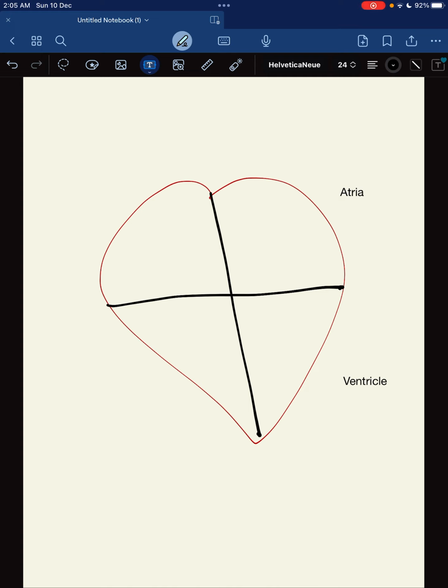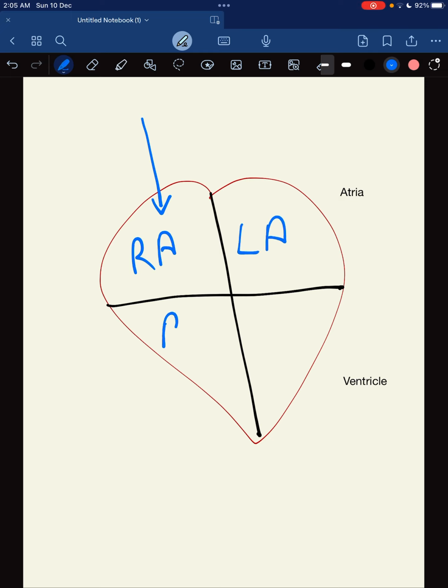The blood always enters the atria. So let us use this blue color. The blood always enters the atria. So this is the right atrium, left atrium, right ventricle and left ventricle. The blood always enters the right atrium. The blood will flow from the atrium to the right ventricle.